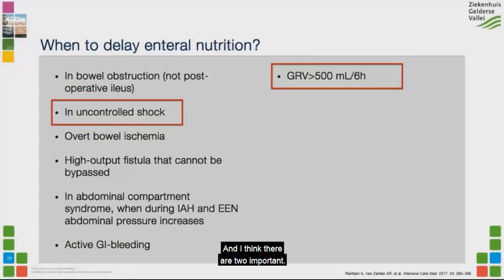And I think there are two important. One is what to do in the patients with uncontrolled shock. So this is in the initial phase or after ICU admission, that maybe the blood pressure is a little bit low. We need vasopressors, and maybe the patient is still hypovolemic. And what to do with the patient with a high gastric residual volume? In this example, more than 500 ml per 6 hours.